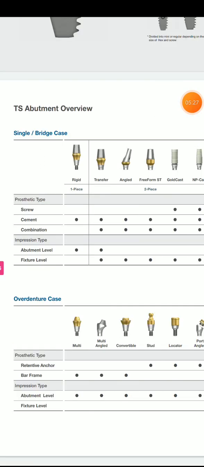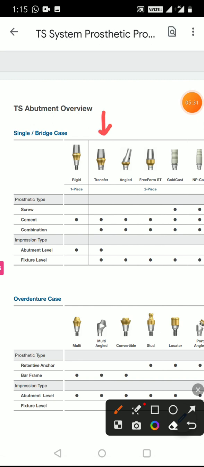Next we have the transfer abutment. The transfer abutment is a two-piece abutment. The impression type in a transfer abutment can be either an abutment level impression or a fixture level impression, and the prosthesis can be either cement retained or screw retained or a combination.